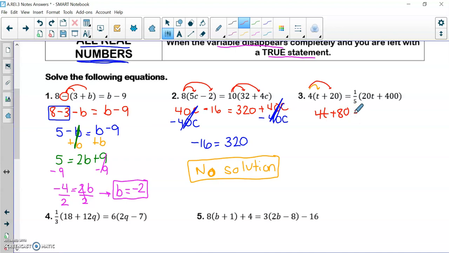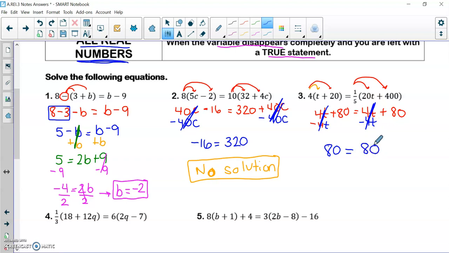And that equals, now I'm going to distribute the 1/5 into the other part, which gives me a 4t plus a 80. Now I'm going to get the variable on one side by subtracting this 4t over. A 4t minus 4t is a 0, so those 4t's cancel out and I'm left with an 80, is equal to a 4t minus 4t is a 0, so those 4t's also cancel out and I'm left with an 80.